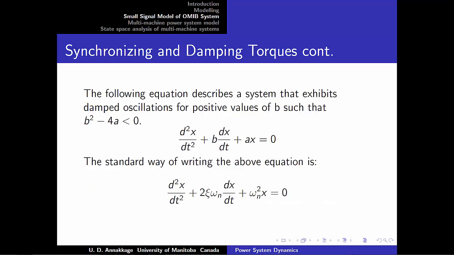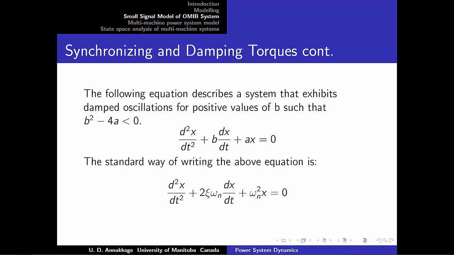Now if we add a term proportional to the derivative of x, and if b squared minus 4a is less than 0, this system will show damped oscillations when x is disturbed from its equilibrium state of x equals 0. The equation at the bottom is the standard way of writing the first equation. In this equation, omega n is the natural frequency of oscillations in radians per second, and psi is the damping factor.